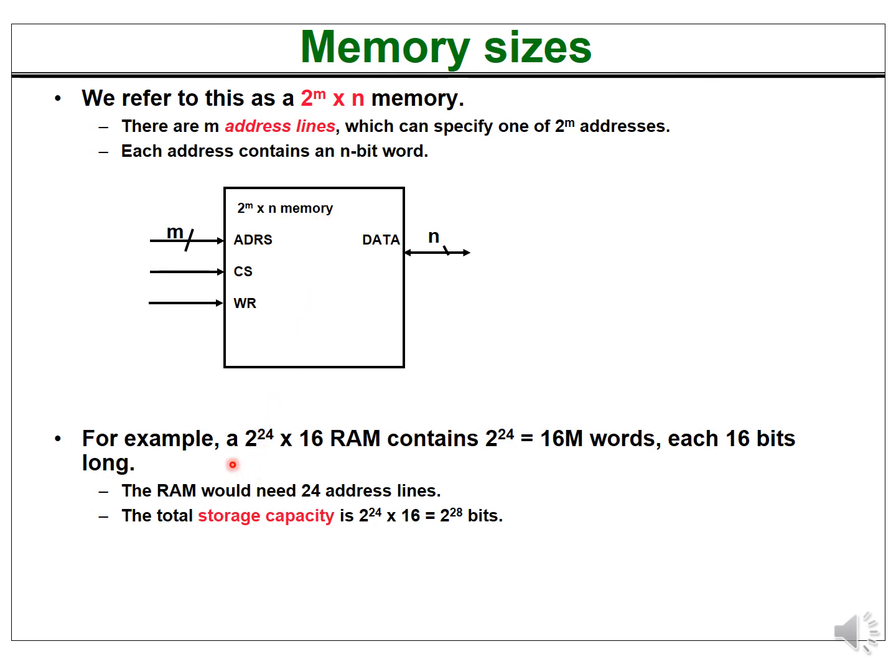Say for example, I have a 2 to the power 24 into 16 RAM. That means 2 to the power 24 words, that is 16 mega words, and each word is 16 bit. In this case, the data bus will be 16 bit and the address bus will be 24 bits.